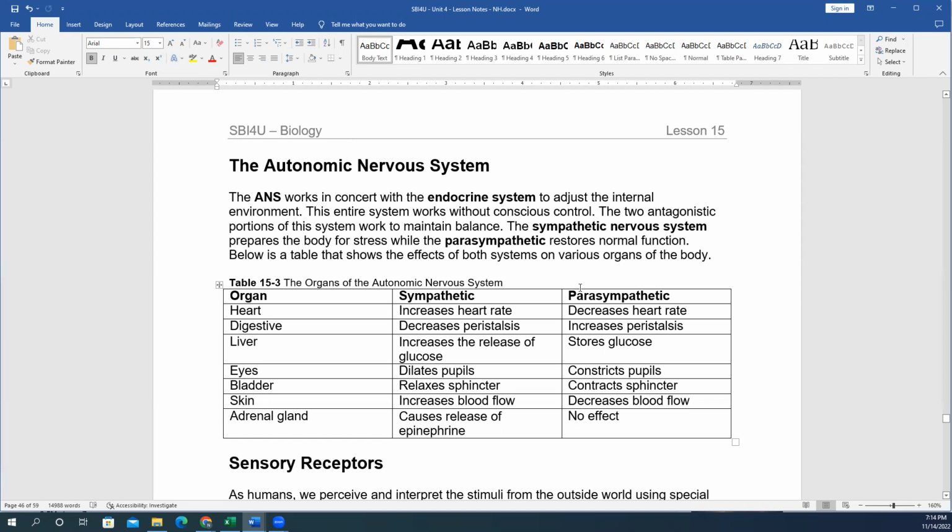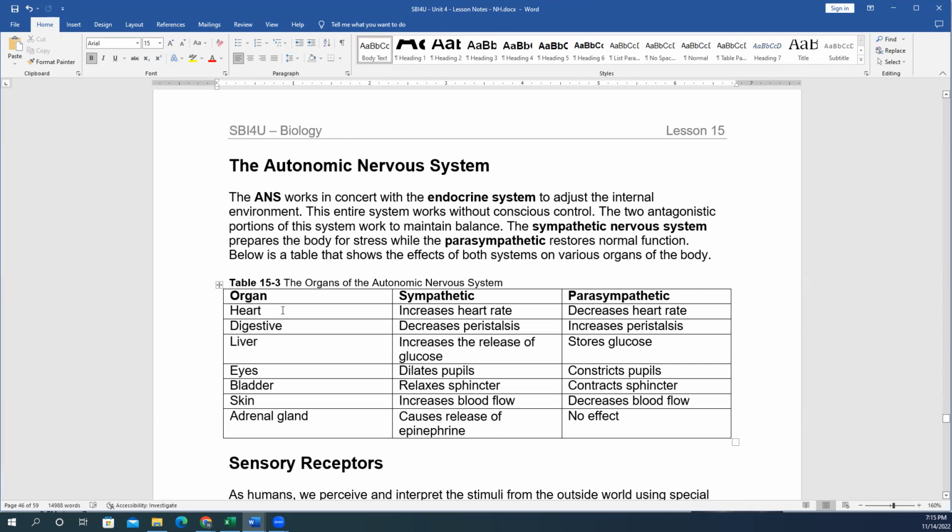And so here in this table, we show the effects of both of these systems, the sympathetic and the parasympathetic, on the various organs of the body. If we look at the heart as one of the major organs, the effect of the sympathetic nervous system is to prepare the body for stress, and it does so by increasing the heart rate. And of course, once the stress is gone, the parasympathetic nervous system returns and restores the function back to normal and decreases the heart rate to come back down to its normal level.